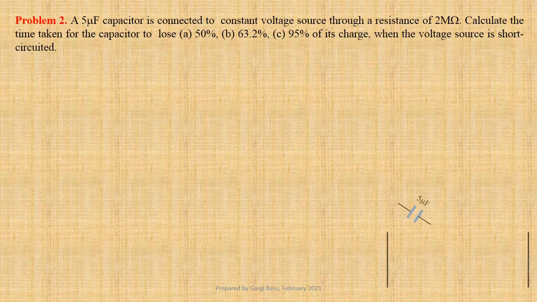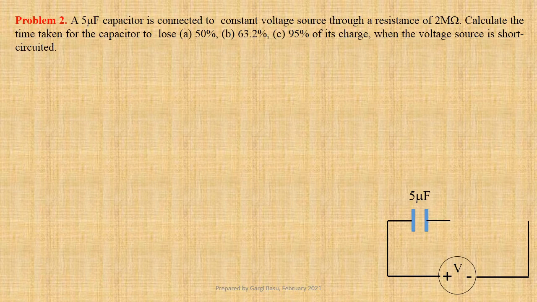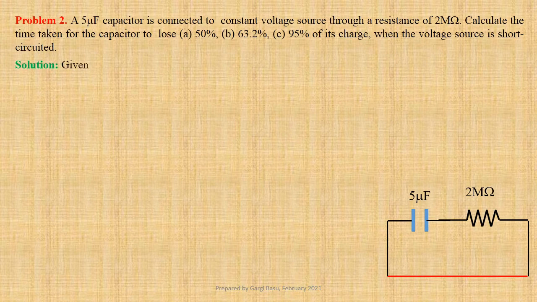Problem number 2. A 5 microfarad capacitor is connected to a constant voltage source through a resistance of 2 mega ohm. We have to calculate the time taken for the capacitor to lose 50%, 63.2% and 95% of its charge when the voltage source is short circuited. Let us jot down the data given.